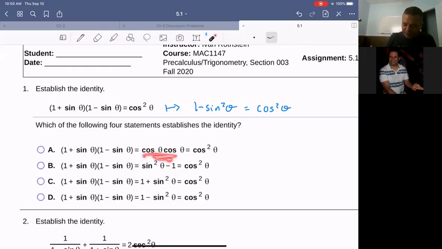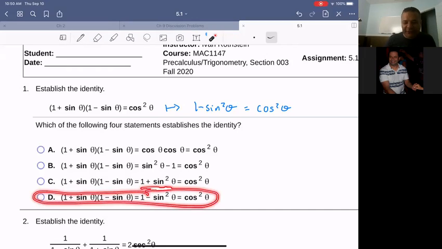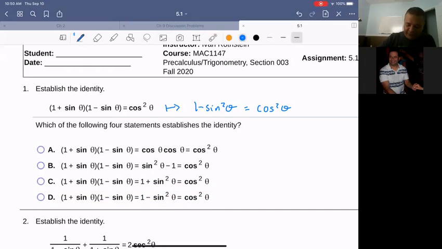Nope. That's sine squared of theta minus 1, close, but nope. 1 plus sine squared of theta, also close, but no. Here we go. D, that's the right answer. Okay, so if I had that one here, that's what I would give as my answer. Okay, all right.